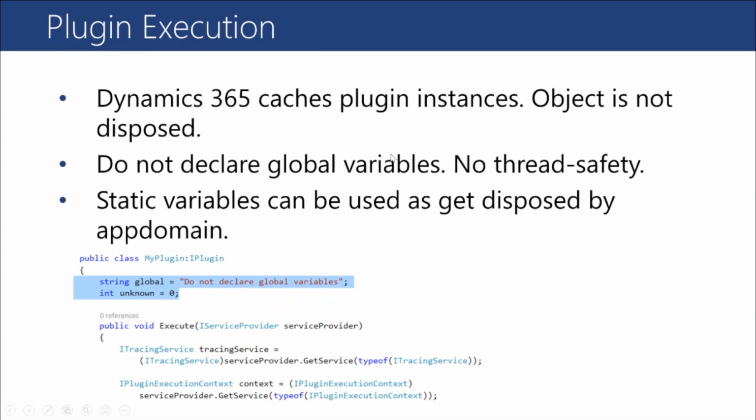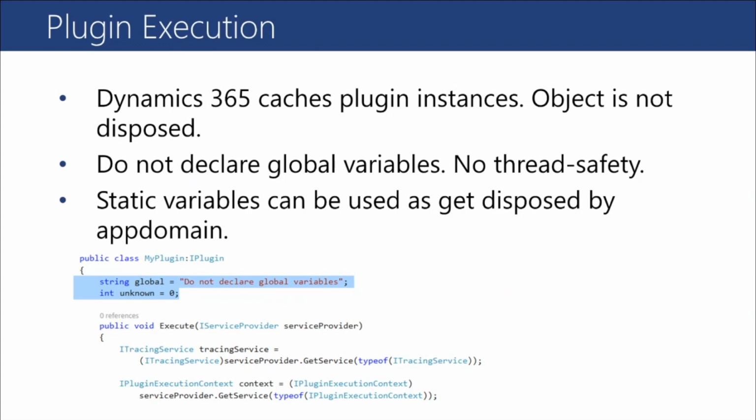The next thing we will be talking about is plugin execution. Dynamics 365 caches the plugin executions, so that if you request a plugin within a certain time limit, it can actually serve a number of parameters from the cache itself rather than going to the server and retrieving them again. So the object is not disposed.